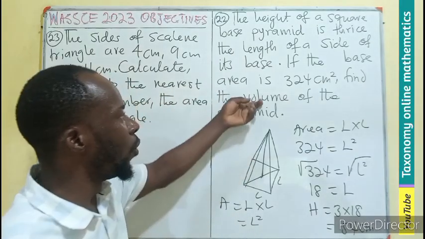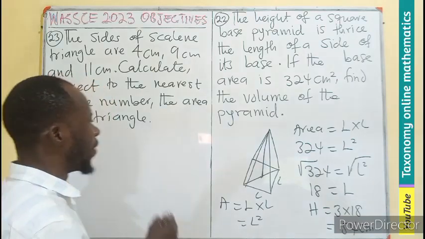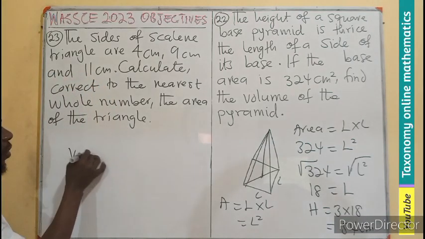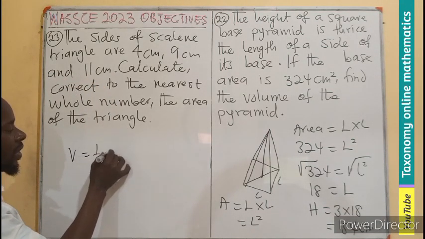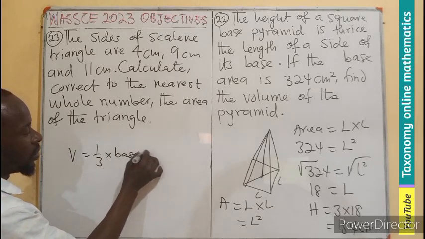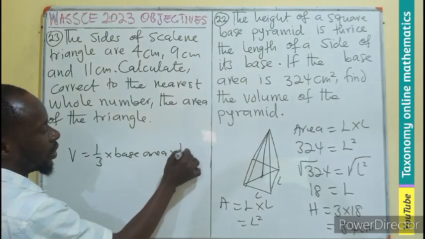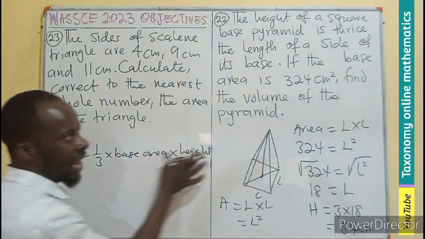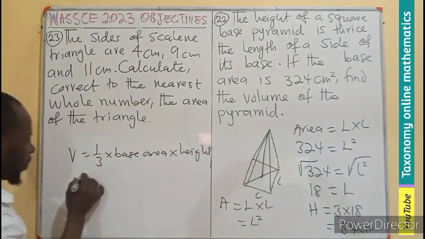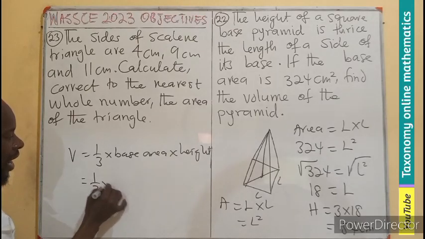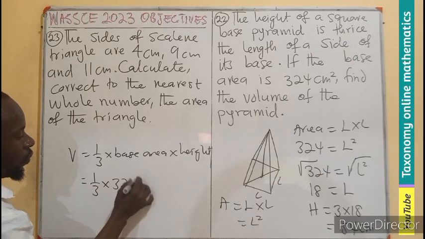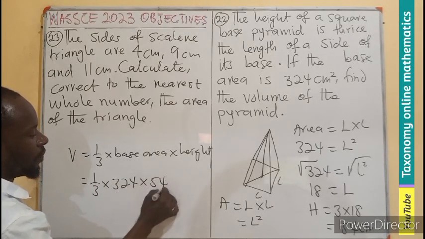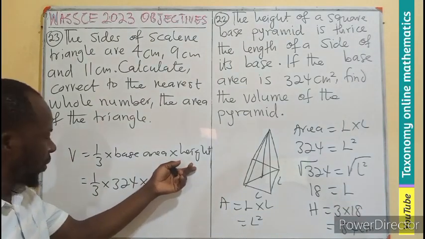How do we find the volume of a pyramid? The volume of a pyramid is given by 1/3 times the base area times the height. The base area has been given, so this will be 1/3 times 324 times 54, which is the height.